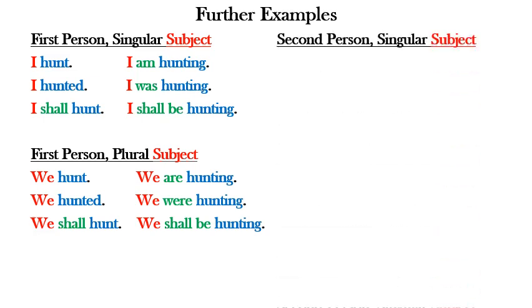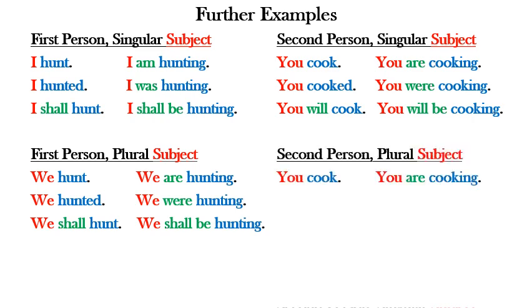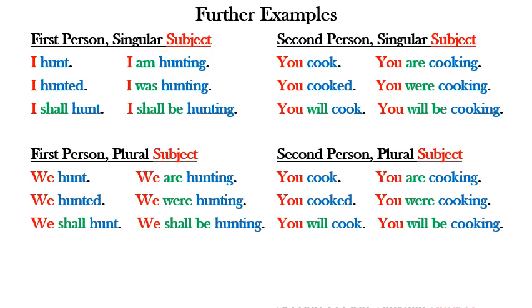Second person, singular subject. So that'll be you. This one's pretty easy. You cook, you are cooking. You cooked, you were cooking. You will cook, you will be cooking. And now notice this second person plural subjects. Take a look at this. You cook, you are cooking. Look familiar? You cooked, you were cooking. Look familiar? You will cook, you will be cooking. It's the same in the second person. It's the same in the singular or the plural. You don't change anything. Okay.